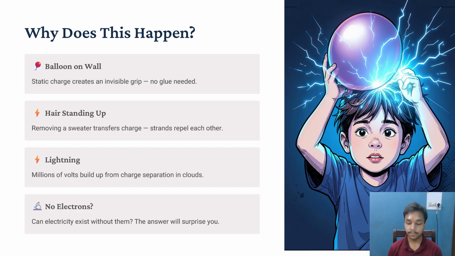Suppose small pieces of paper are attracted by a comb charged with static electricity after combing your hair. It is due to the friction that the comb receives charges, and by induction pieces of paper are attracted. I hope you understand that. As you can see in the image as well, a boy is rubbing a balloon on his hair, and due to the static charges, the hair strands are standing up. So this is due to the static charges.